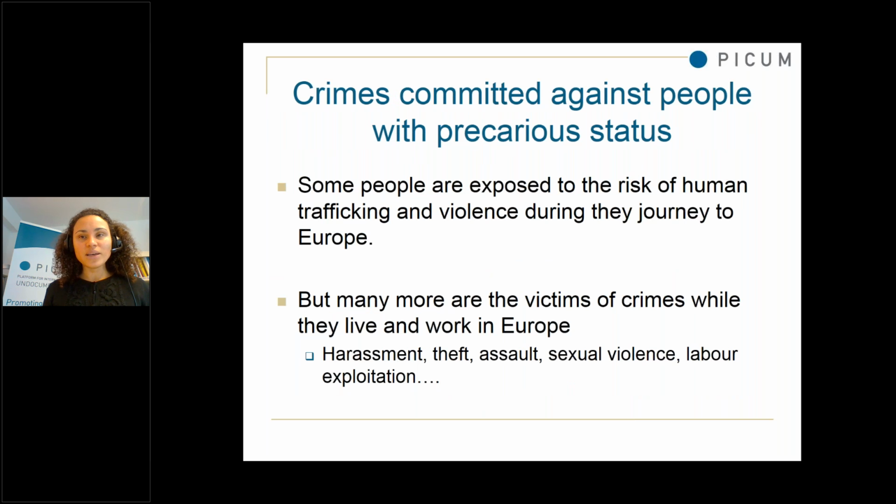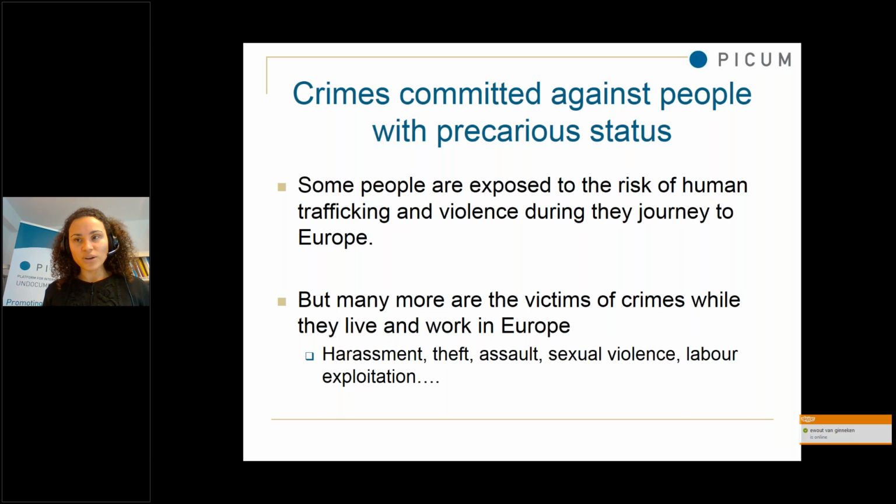So what are the types of crimes that are committed against people with precarious status? Now, we hear much about the exposure that some migrants may face to forms of violence, including human trafficking, in the course of their journey to Europe. And there are specific EU frameworks addressing, in particular, rights violations that constitute human trafficking. What we hear less about is the larger number of victims of crimes committed while they live and work in Europe. And what kinds of crimes are these?